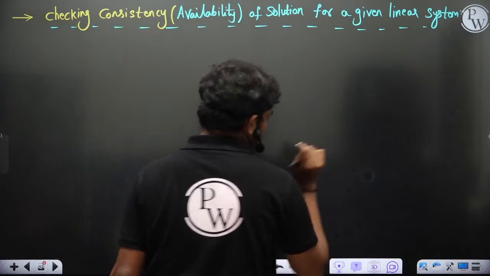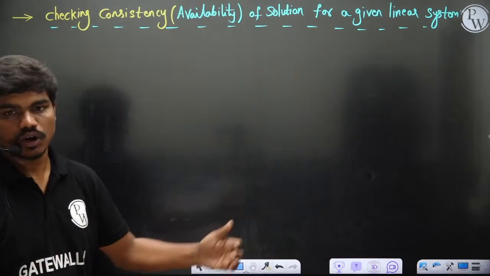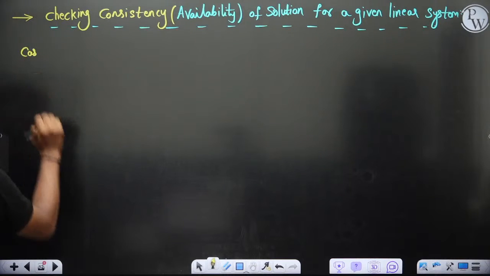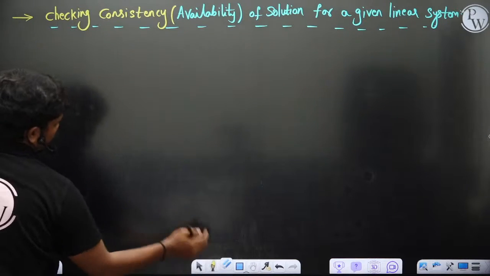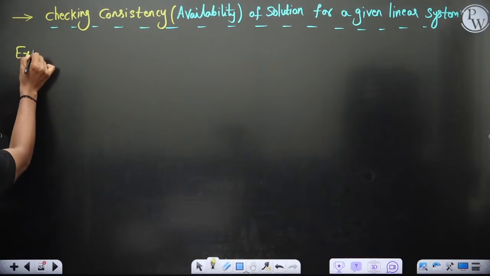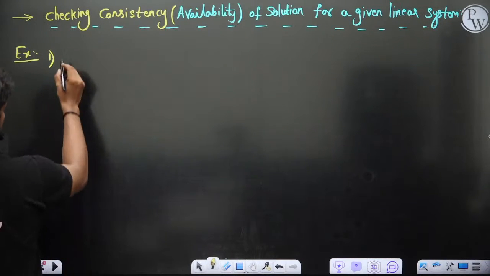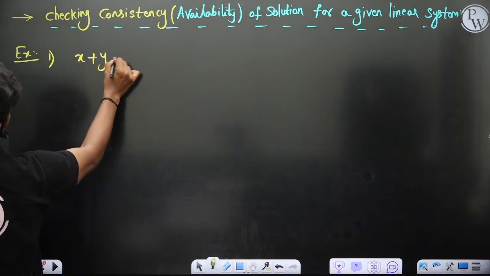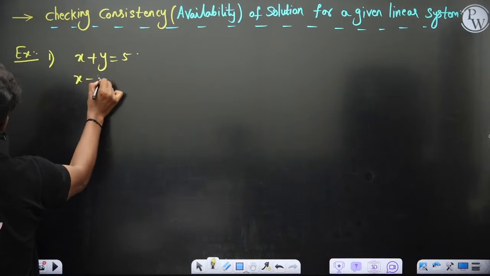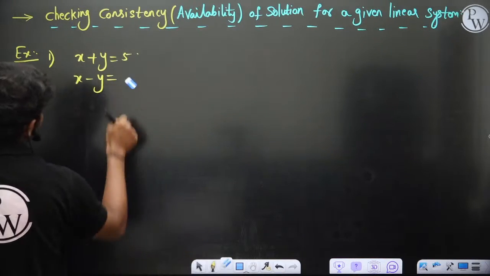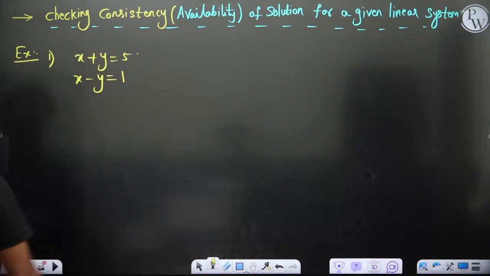Before going to the formulas and possibilities, we will check case by case. I just want to look at one example first. Let's say you're solving 2 equations, x plus y equal to 5 and x minus y equal to 1, so that it's easy.